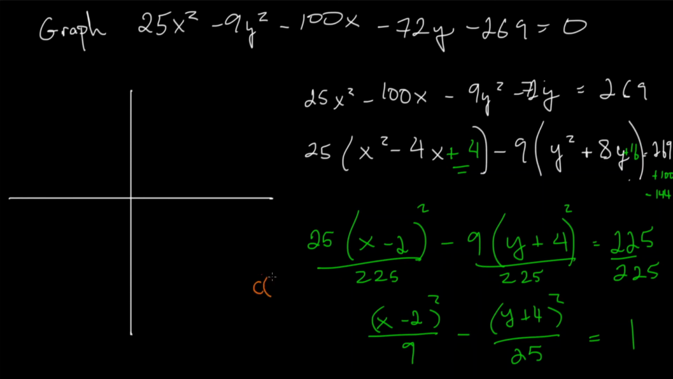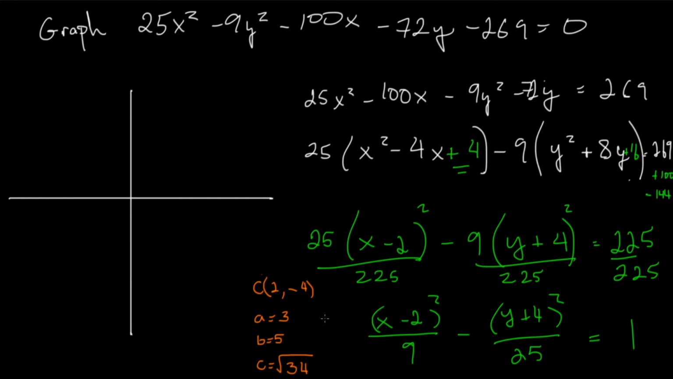So we have the center at (2, -4). We have an A value of 3. We have a B value of 5. Using the Pythagorean theorem, 3 squared plus 5 squared, all square rooted, we're going to get 25 plus 9, that's 34, which is a little bit less than 6. All right, 6 squared is 36.